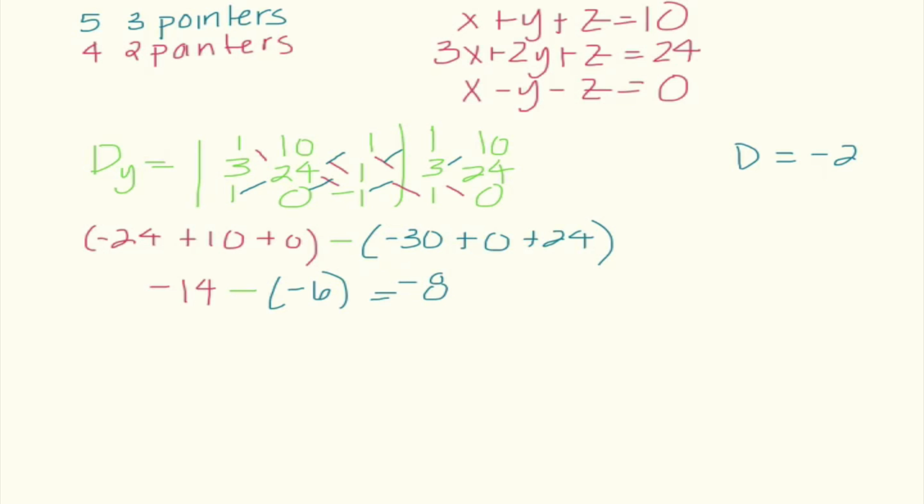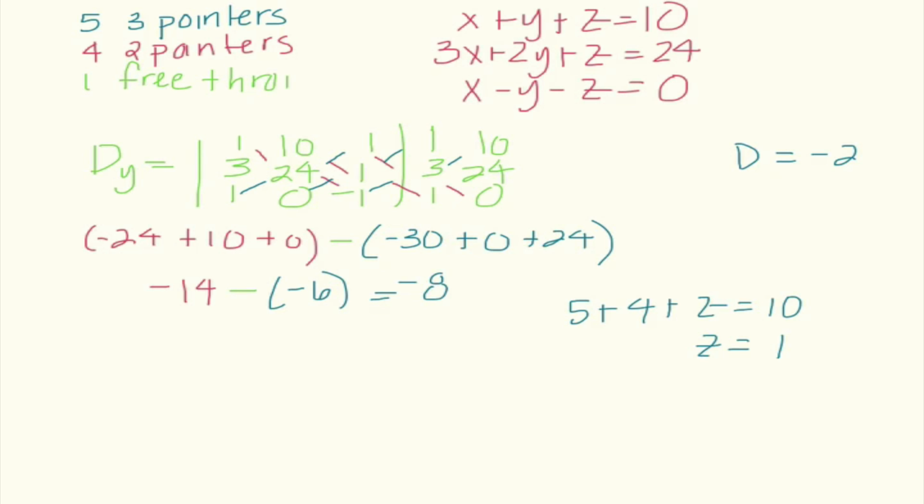Now, since this problem didn't tell me that I had to use a specific method, I'm actually going to stop using Cramer's rule here and substitute into one of these equations. I think the first one's the easiest. 5 plus 4 plus z equals 10. I get z is equal to 1, which tells me that I made 1 free throw.